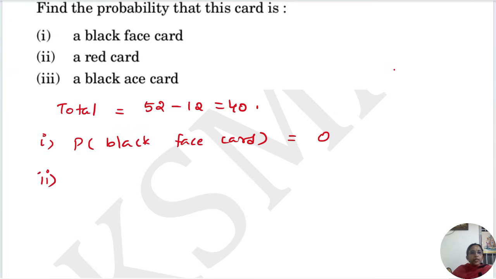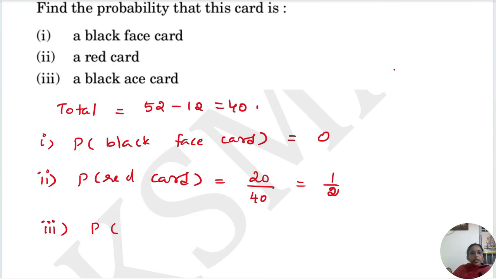And for the second subdivision, probability of a red card. The total number of red cards is 26. Here, the face cards are removed, so 26 minus 6, which is equal to 20. And your total is 40. So our answer is 1 by 2.